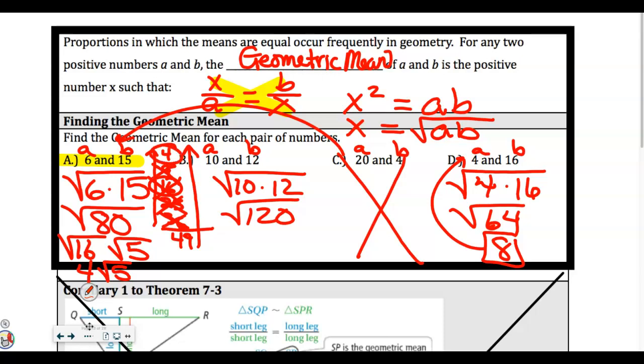And does 4 go in there? It does, right? And it goes in there 30 times, so we're going to break it into root 4, root 30, and call it 2 root 30.